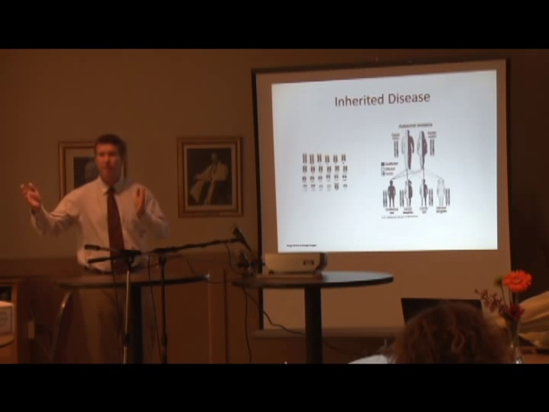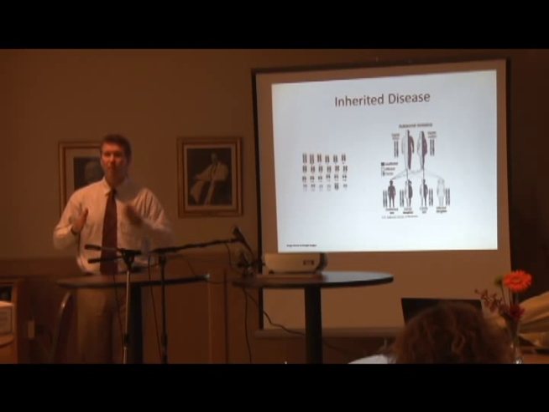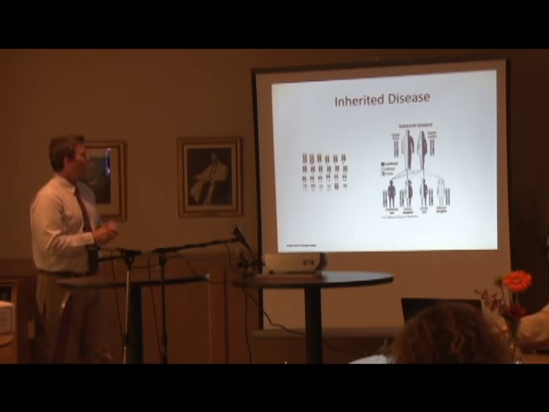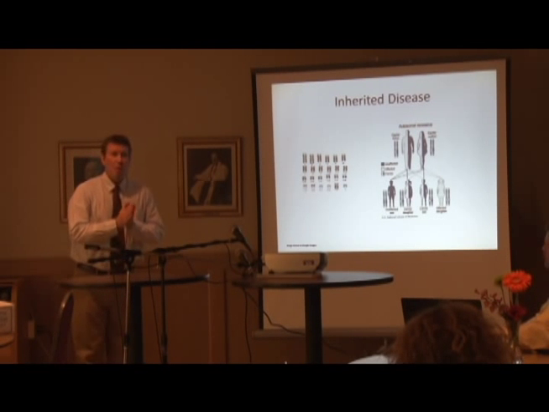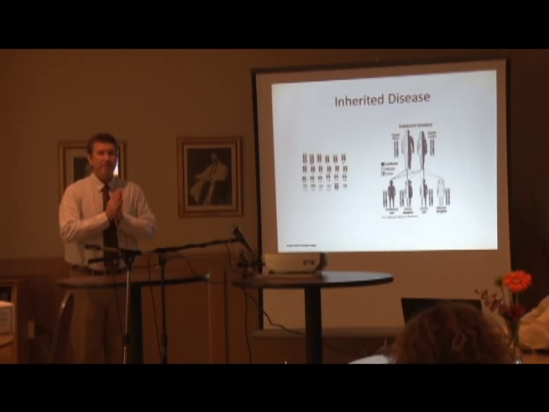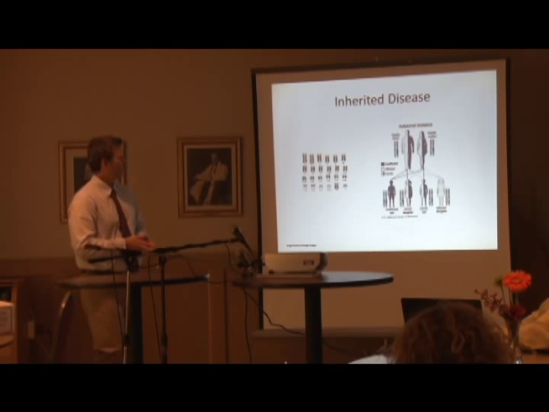There's a 2 in 4 chance they'll get one broken copy, one good copy, or they may just get two good copies. A 1 in 4 chance is inherited autosomal recessive disease, and it's devastating.